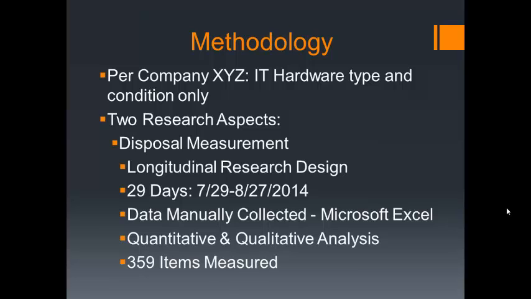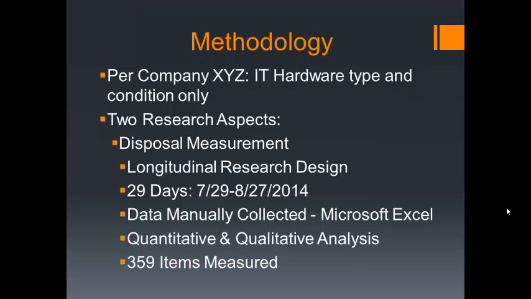A longitudinal research design was chosen because this kind of data can't be measured in one day and extrapolated over the course of an entire year. It takes time to really get a sense of how much IT hardware is disposed of, because it's not all disposed of at one time. At company XYZ, it's kind of come as it's ready. If someone calls and says they have some equipment to dispose of, that's when it is disposed of. There isn't a set cycle when it is collected.